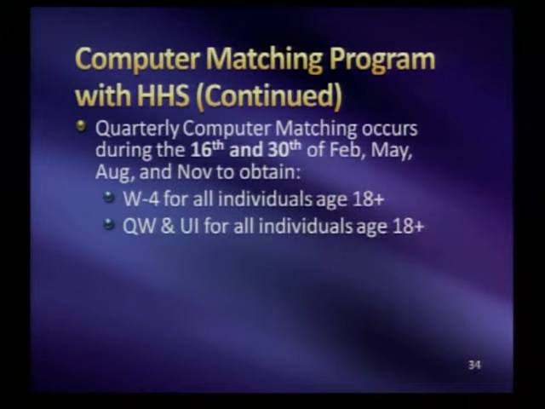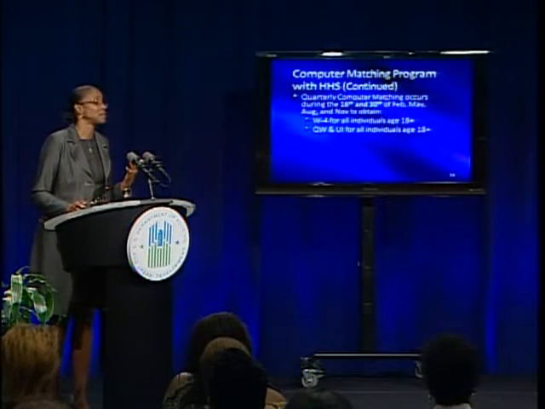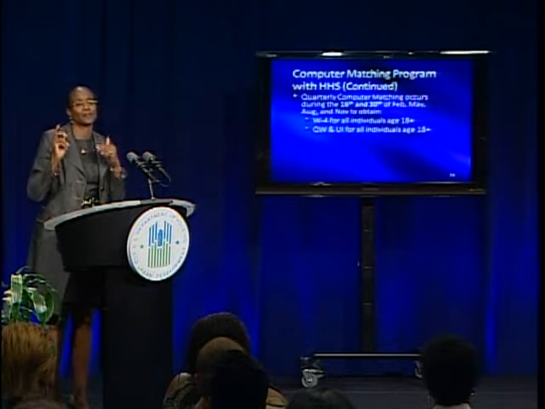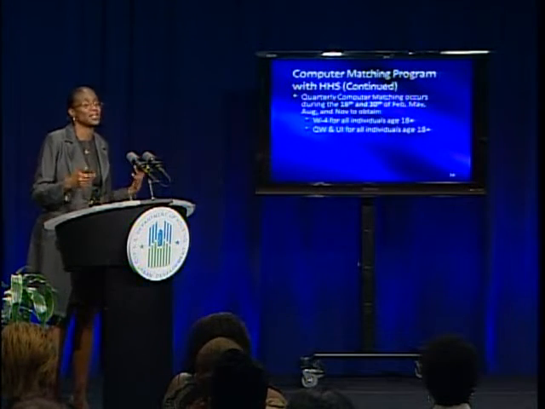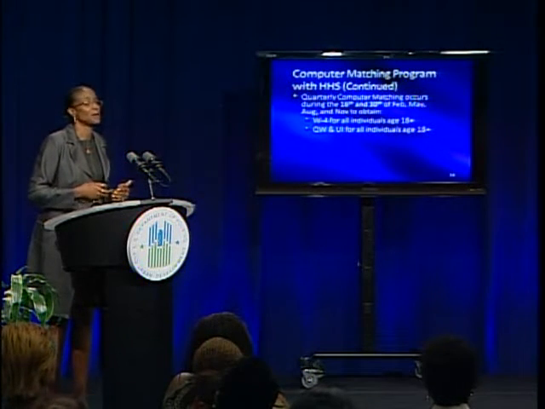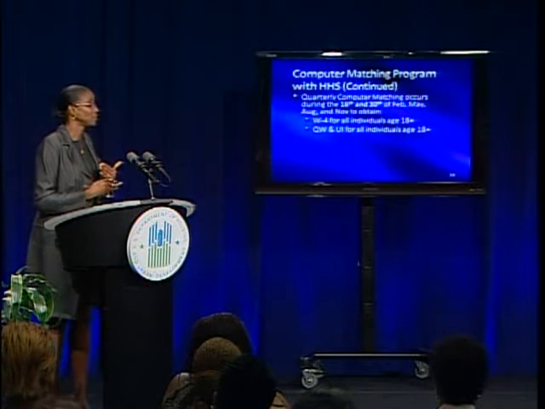Now, the quarterly computer matching occurs during the 16th and the 30th as well, and occurs during the following months: February, May, August, and November. And again, we're getting the quarterly wage and unemployment information as well as the new hire information for everybody. So if you notice the pattern, every single month we're getting W-4 information, because W-4 is new hire information. New hire information is coming in on a monthly basis. Your unemployment and quarterly wage information is coming in on a quarterly basis.